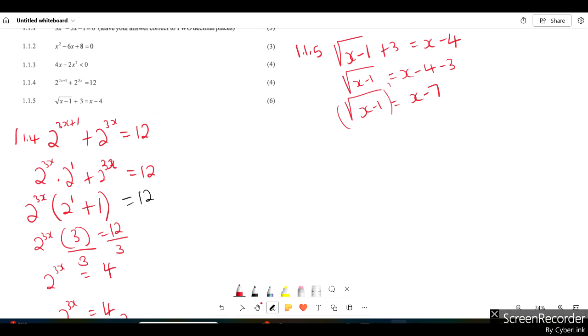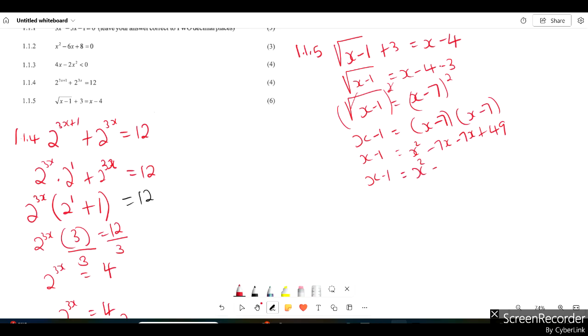Guys, I will square both sides. To get rid of the square root, I will square both sides. So this square root and the exponent of 2 will cancel. I'll be left with x minus 1. Here I will expand this side. X times x is going to give me x squared. X times minus 7 is going to be minus 7x. Minus 7 times x is minus 7x. Negative 7 times negative 7 is positive 49. So x minus 1 is going to be x squared minus 14x, because minus 7x minus 7x is minus 14x, plus 49.